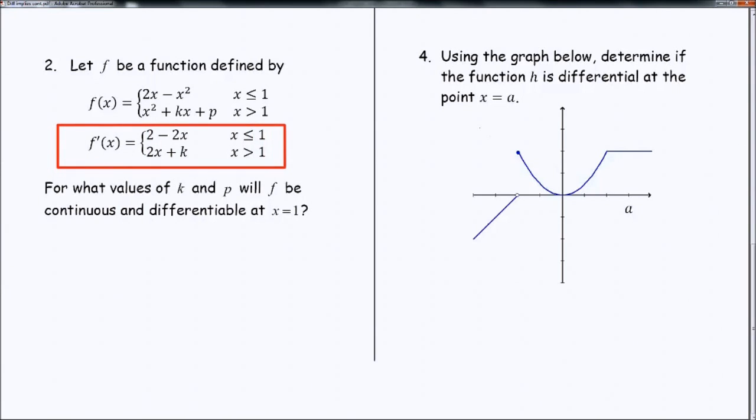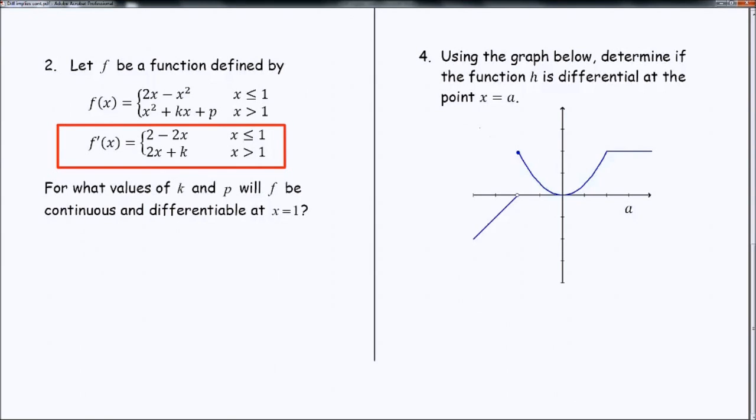But since I haven't shown you any of the shortcuts yet, I'm just going to go ahead and give it to you, and I'll come back later, probably on multiple choice Monday or free response Friday, and have you practice without the f prime of x. But at this point, I'm just going to give it to you so you get the idea of what we're doing. Alright, we are assuming continuity and differentiability. And so we're trying to solve for two unknowns, k and p.